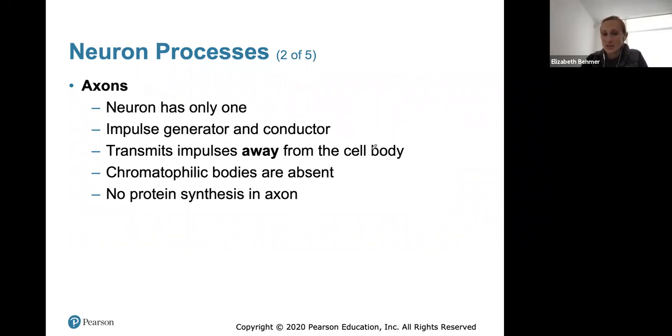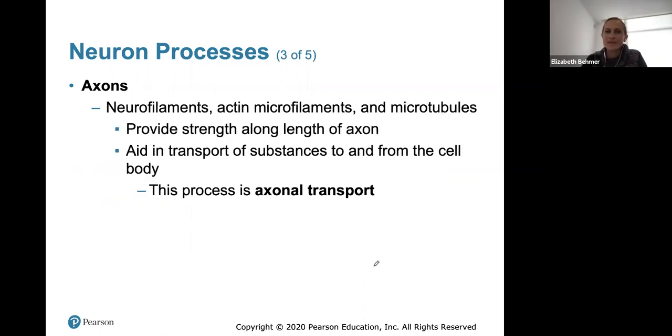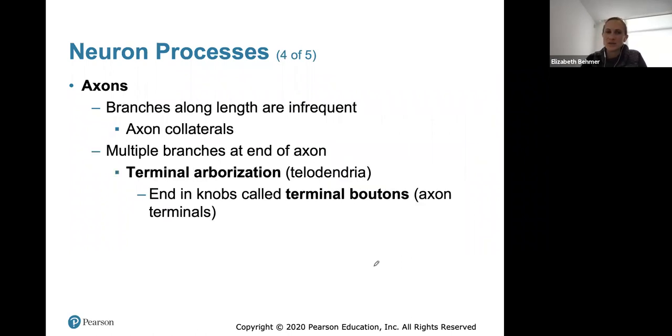Axons: a neuron only has one axon. It's an impulse generator and conductor of these electrical signals and action potentials. It always transmits impulses away from the cell body. It does not have any chromatophilic bodies, and there's no protein synthesis in the axon. It does have neurofilaments, actin filaments, and microtubules, which provide strength along the length of the axon and aid in transport of substances to and from the cell body. This process is called axonal transport.